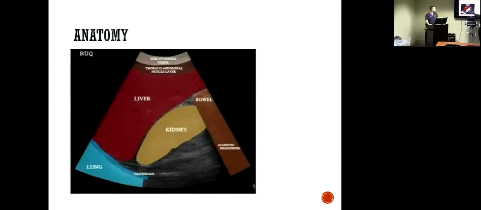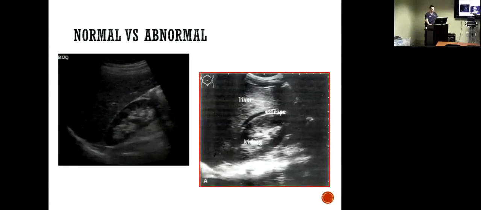So this is the anatomy: liver, kidney. You have some bowel, lung out here. That's basically our right upper quadrant view. So this is kind of normal versus abnormal. You see this kidney kind of hugs right up underneath that liver, nothing really in between except for this little white capsular space, and then some lung back here. Here you have this kidney, you see liver out here, but there's that black stripe right in between that you don't see here. That's fluid.